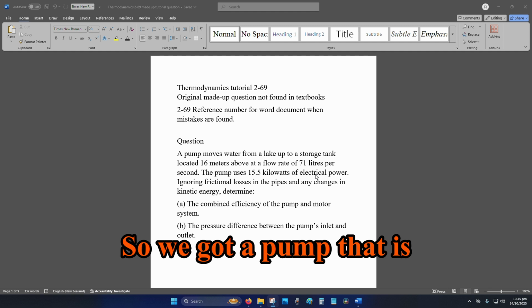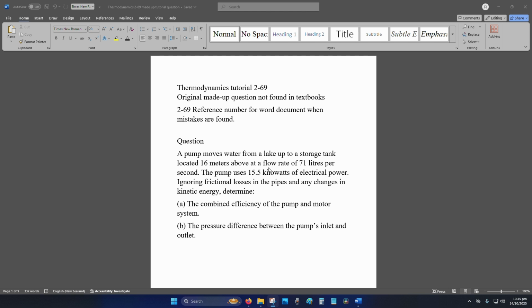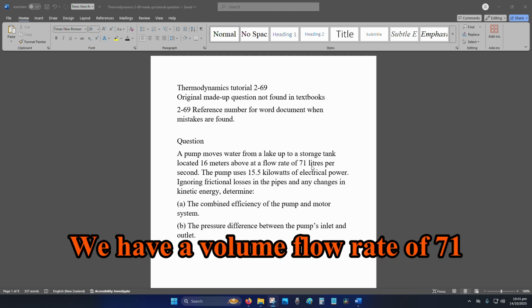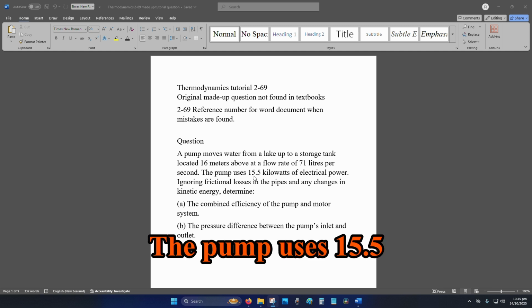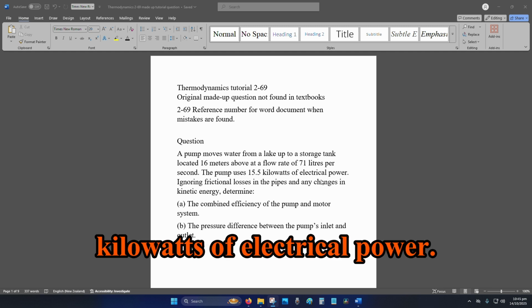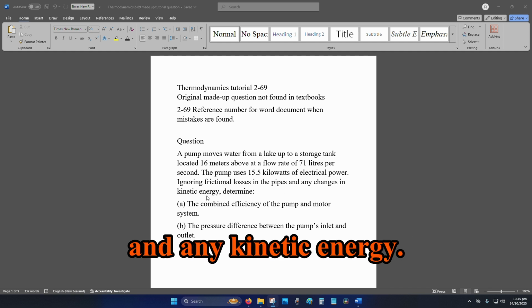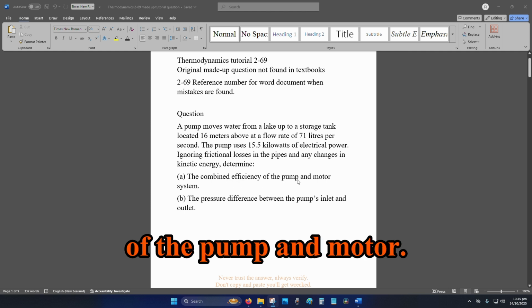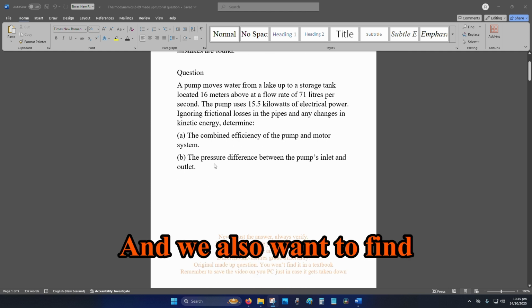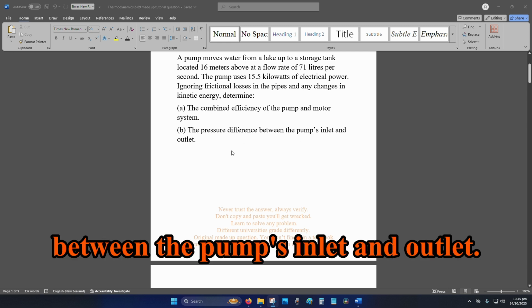So we've got a pump that is pumping fresh water from the lake to a tank at 16 meters high. We have a volume flow rate of 71 liters per second. The pump uses 15.5 kilowatts of electrical power. We ignore frictional losses in the pipe and any kinetic energy. We want to find the combined efficiency of the pump and motor, and we also want to find the pressure difference between the pump's inlet and outlet.